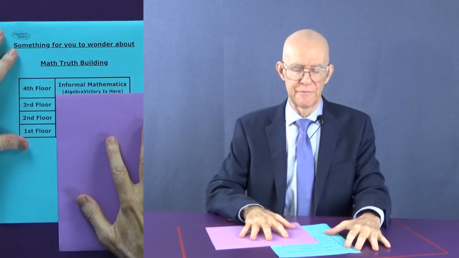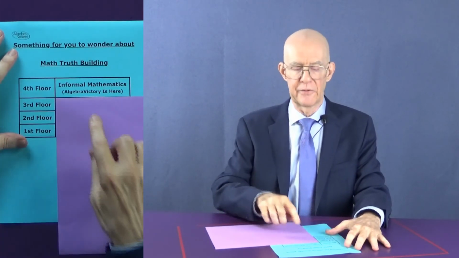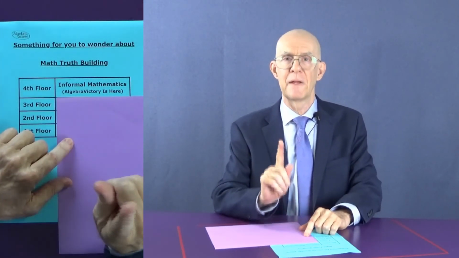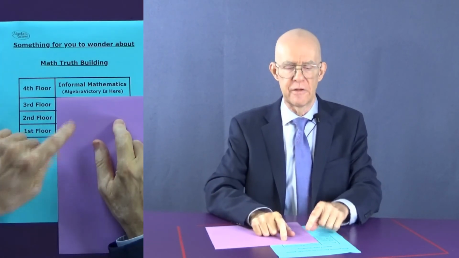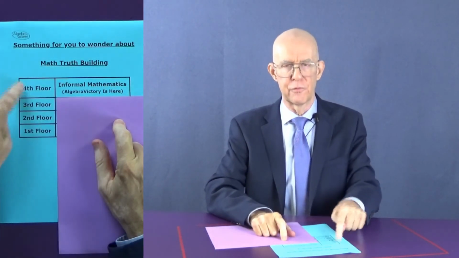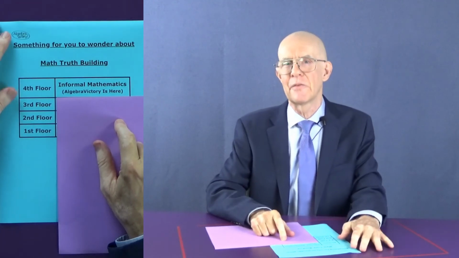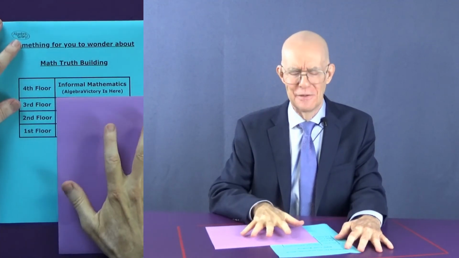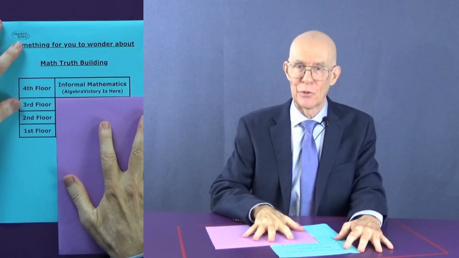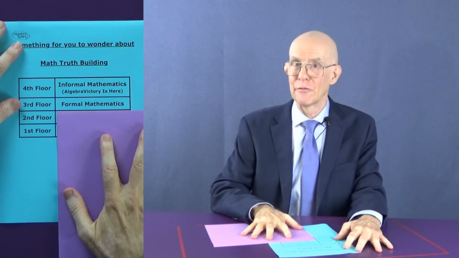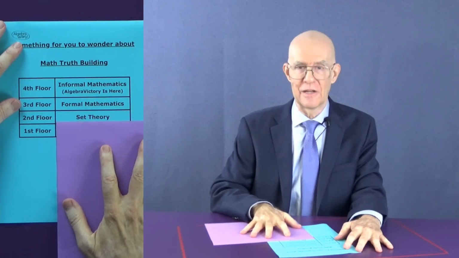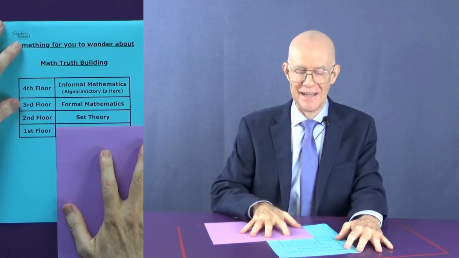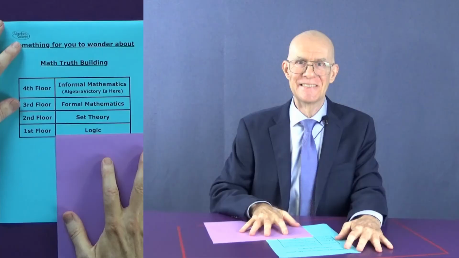The name of the top floor is Informal Mathematics, and AlgebraVictory is here. We're going to spend the entire course, all 75 lessons, up here on the 4th floor. I'll tell you the names of the other 3 floors just to plant the seeds of curiosity in you for later courses. The 3rd floor is called Formal Mathematics, and the 2nd floor is called Set Theory, and the bottom floor is called Logic.